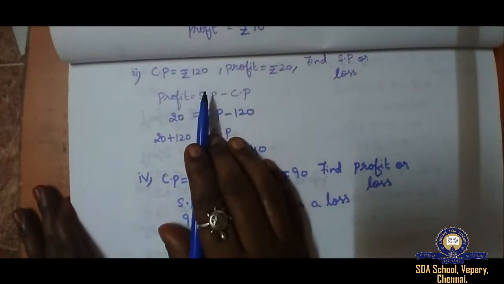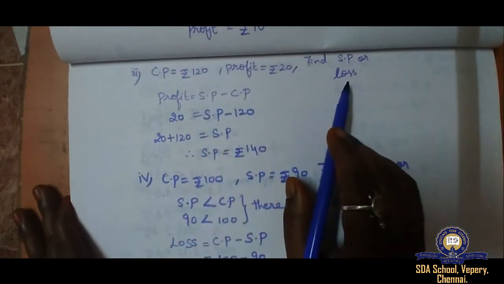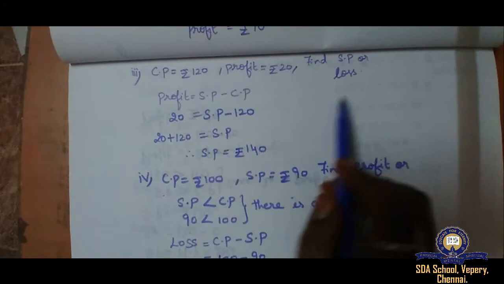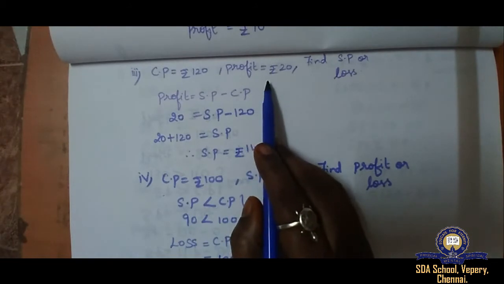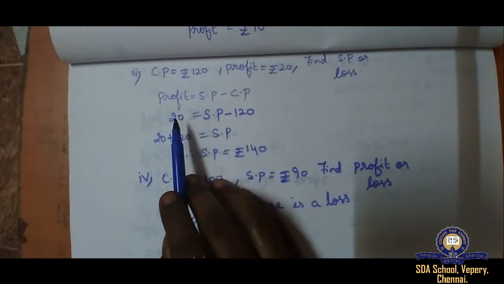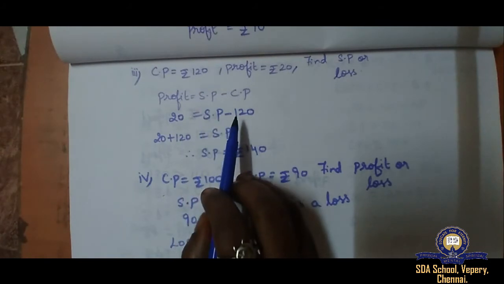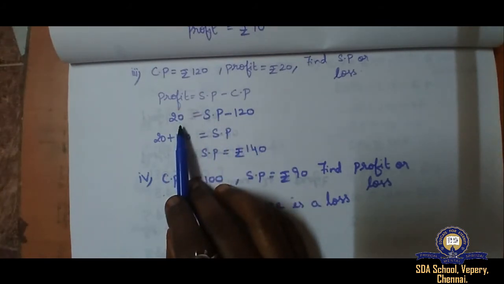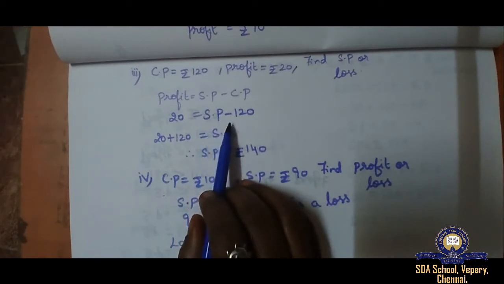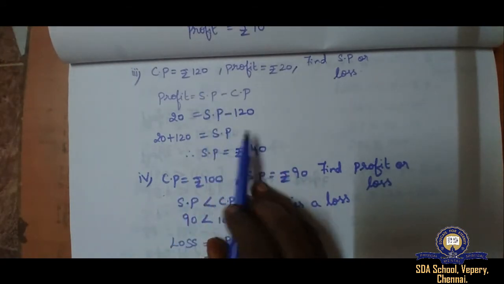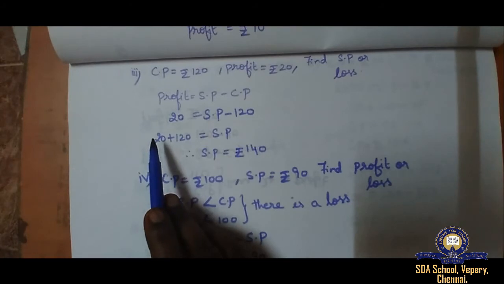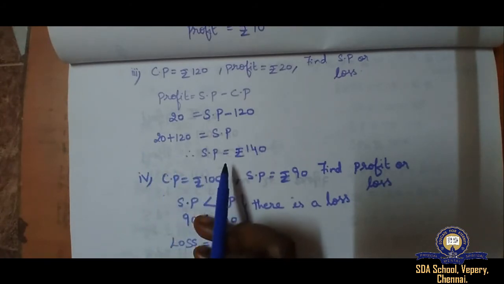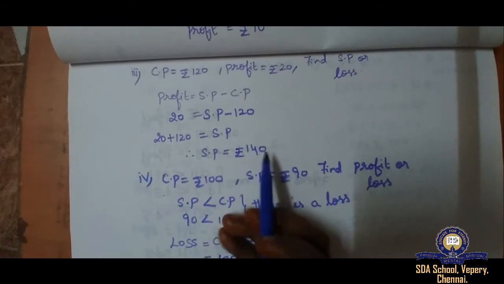Next, third question. CP is 120. Profit is 20. Find SP or loss. In the question it is mentioned as profit, so directly you can go with the profit formula. Profit formula is SP minus CP. Instead of profit I have written 20. SP minus CP is 120. I need to find out the selling price here. So minus 120, if I take it to the left hand side, plus 120. So 20 plus 120, 140. Selling price equal to rupees 140 is the answer.